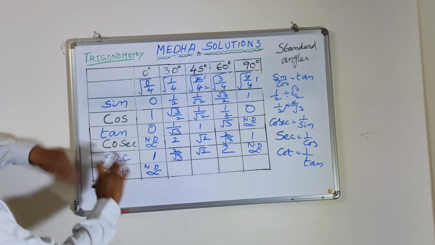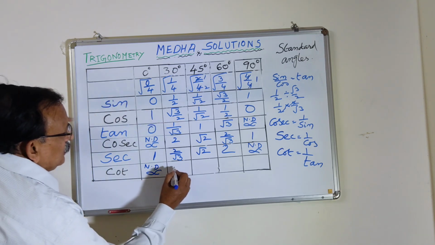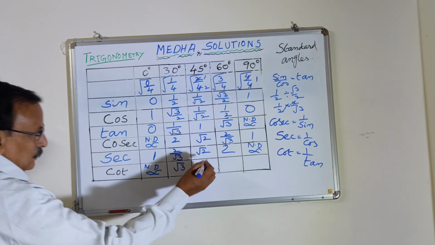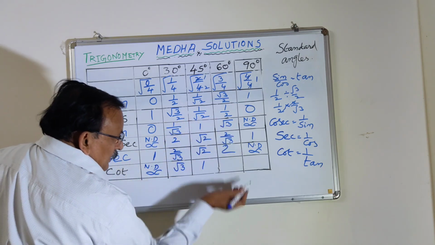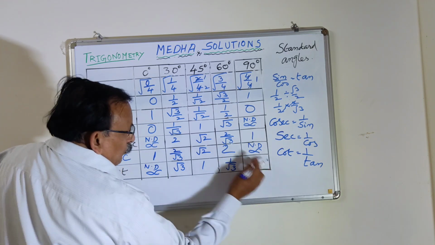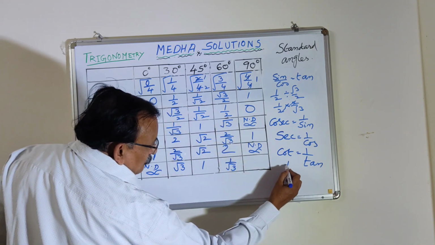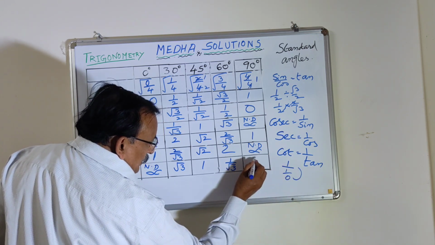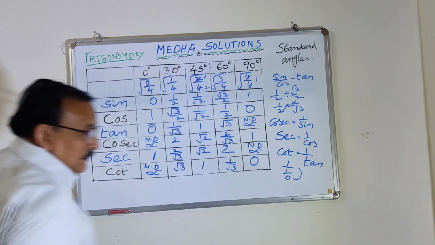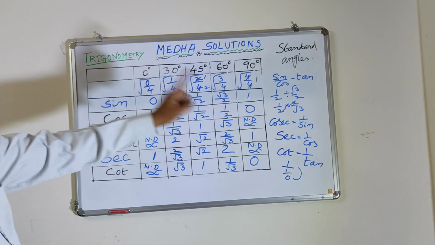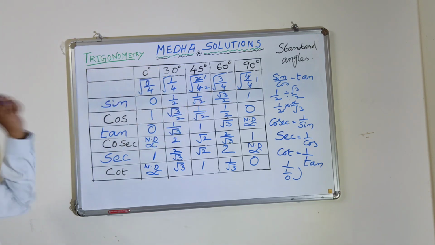And again, reciprocal. The tan value 1 by root 3, over here root 3 by 1, that is equal to root 3. 1 by 1 is equal to 1, or this is root 3 by 1 and the reciprocal is 1 by root 3, and 1 by infinite. 1 by infinite means 1 by 0, 0 will go up, so 0 by 1, that is equal to 0. This is the easiest way to remember the trigonometric standard angles' values.